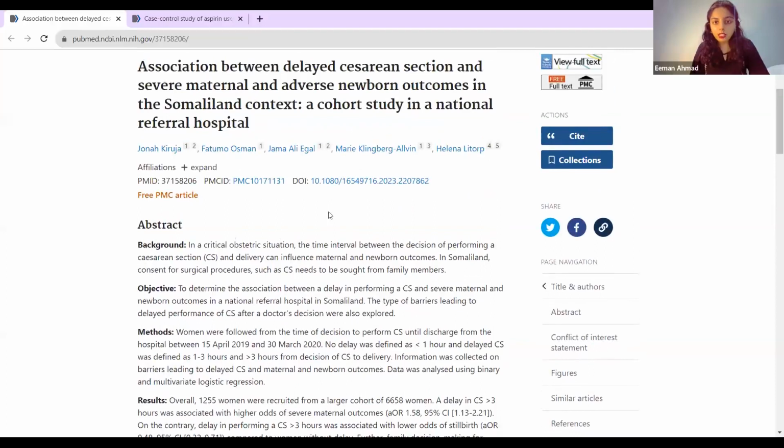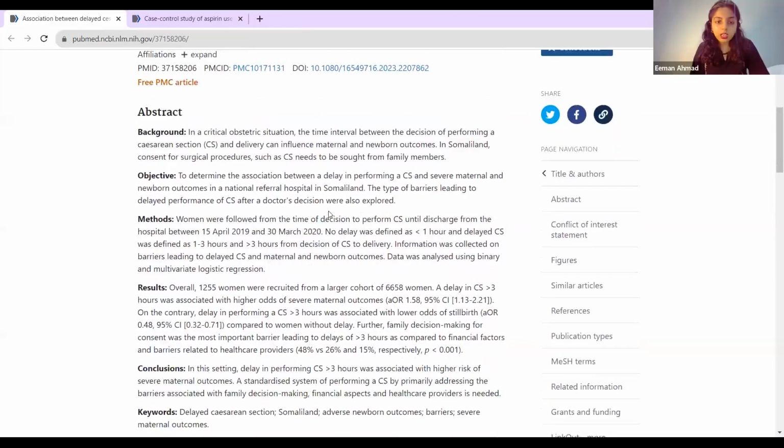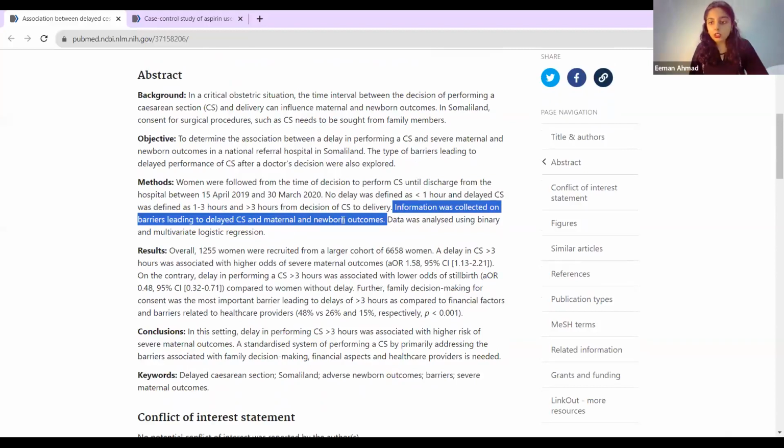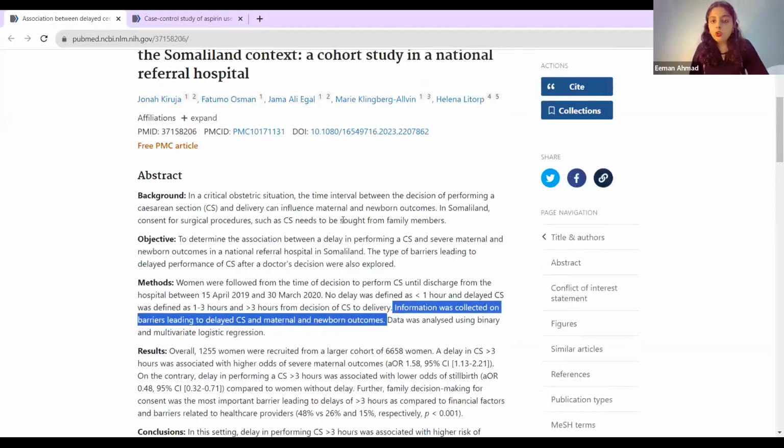experienced a delay in cesarean section, and then they were further followed up and information was collected. First, they also checked the barriers, why the delay was happening, and then they also looked at maternal and newborn outcomes, adverse maternal and newborn outcomes.